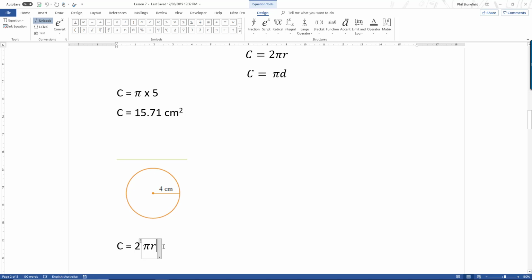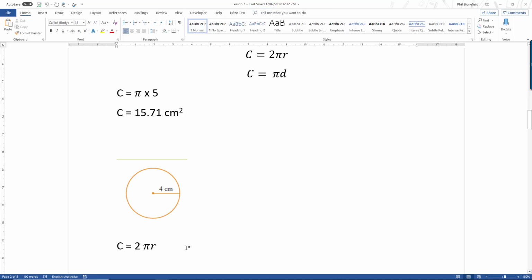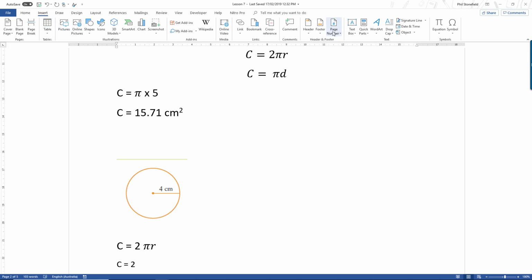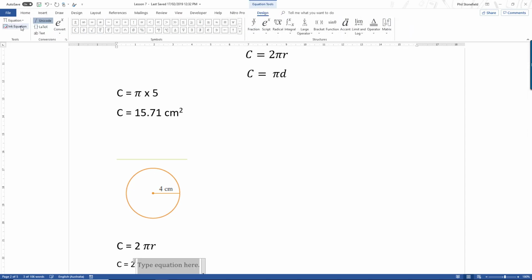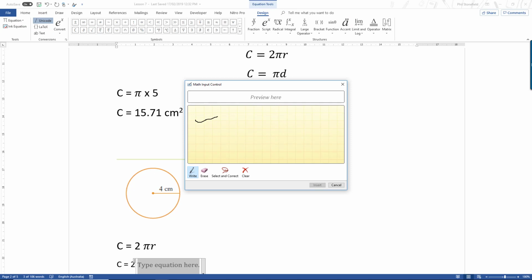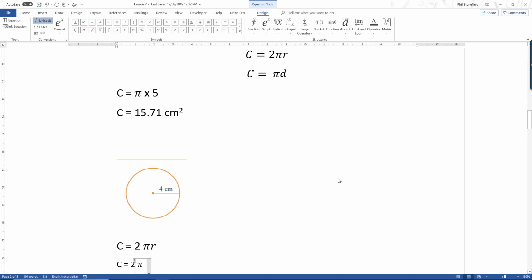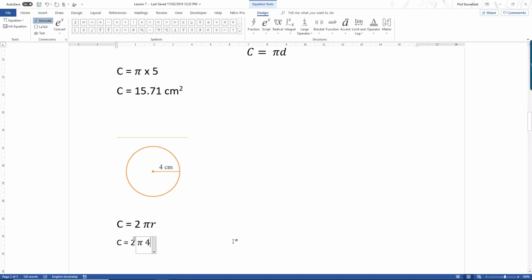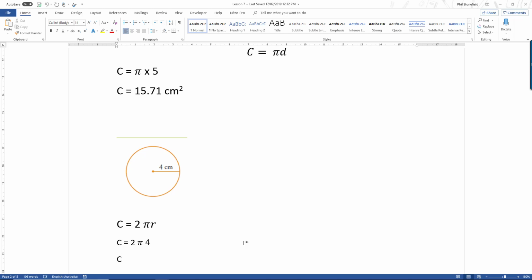So C equals 2 pi r. Coming down here, all we need to do is sub in our values. So C equals 2 times pi times 4. So coming into our calculator to work that out, 2 times pi times 4.